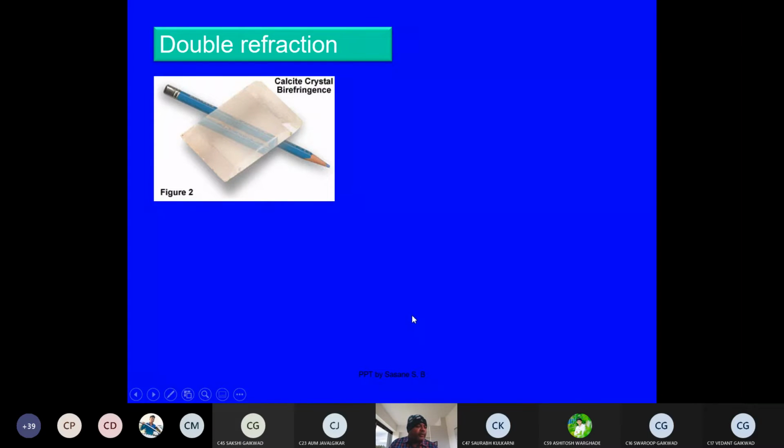More detail about double refraction now we have to see here. This is an actual photograph in front of you. Whatever you are seeing here, this is an actual photograph of a double refracting calcite crystal. So what do you see in that photograph?